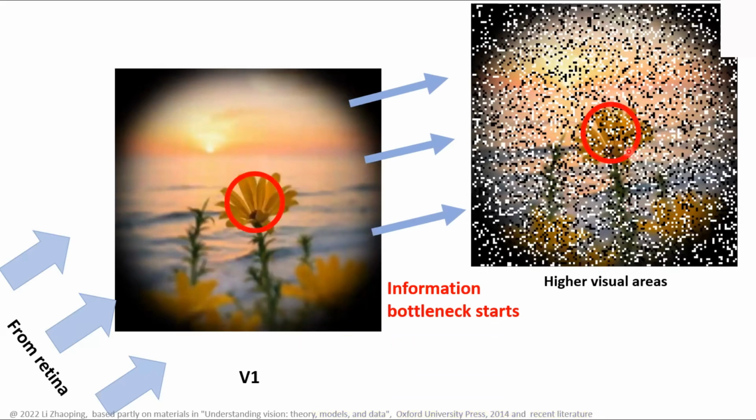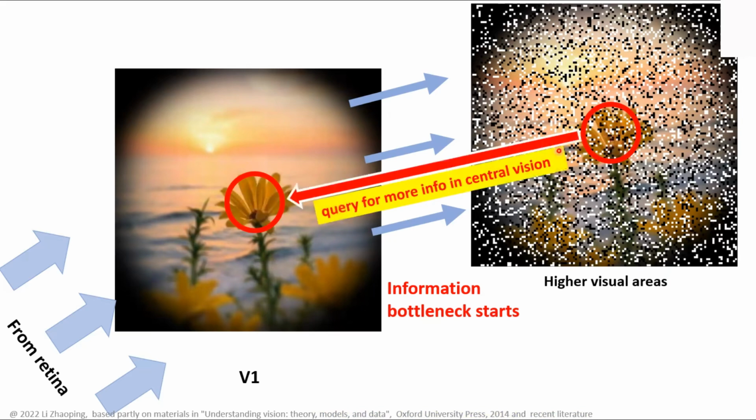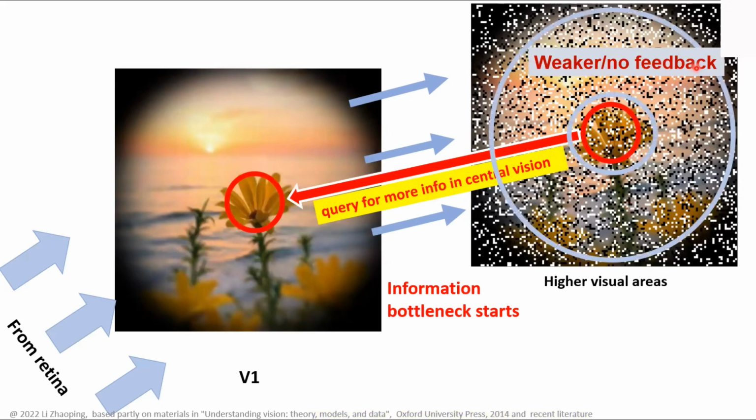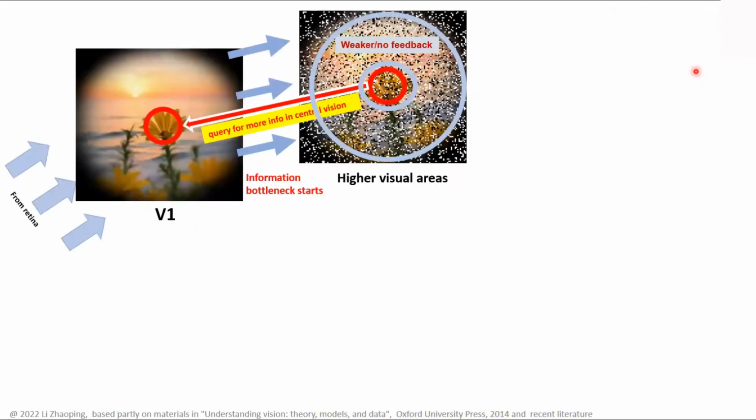Even in the central visual field, information is lost such that you cannot tell what this is. Is it a leopard, or is it a red, yellow flower? You don't know, okay? And so you go back and say, tell me a bit more, is it a leopard or a flower? So you query for more information in central vision. And you don't query as much in the periphery. So what will be the consequence?